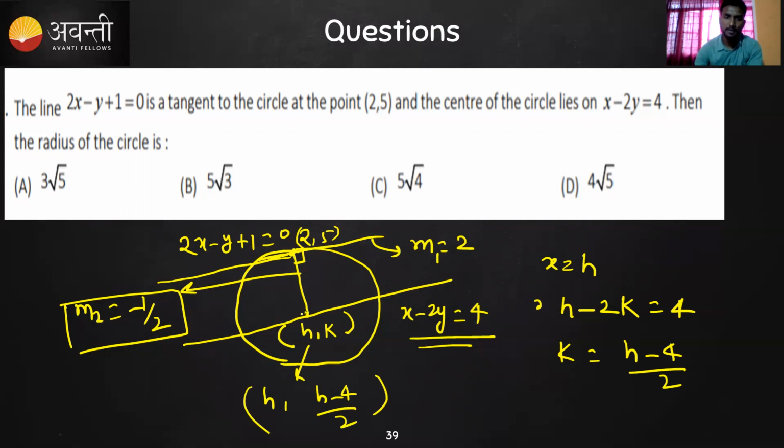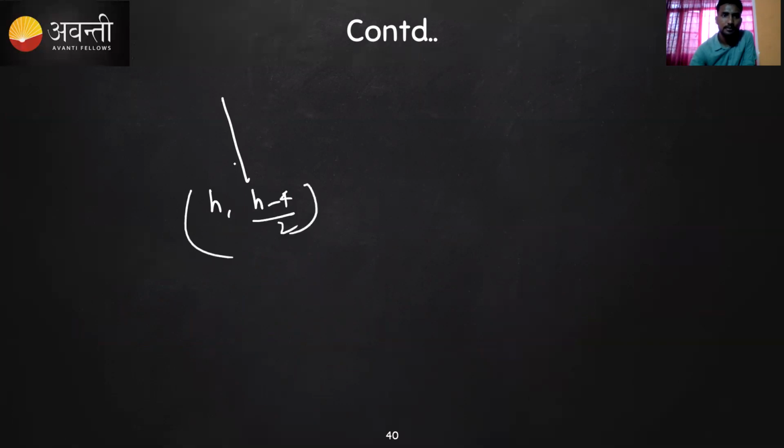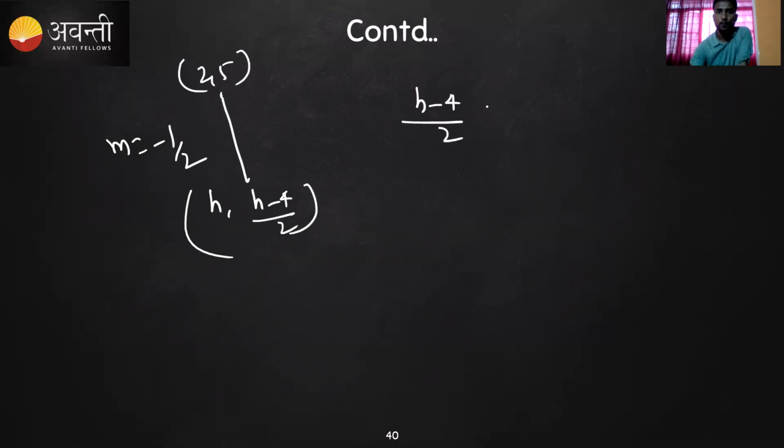So we have these 2 points now, this point and this point, and we also have this slope. So what can we do? You can simply write like this. This is h, and this is (h minus 4) by 2, and this is 2 by 5, and we have the slope, which is minus 1 by 2. Simply, you can write (h minus 4) divided by 2 minus 5, divided by h minus 2. This is the slope, y2 minus y1 divided by x2 minus x1, and this will be equal to minus 1 by 2.